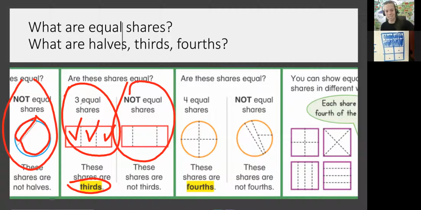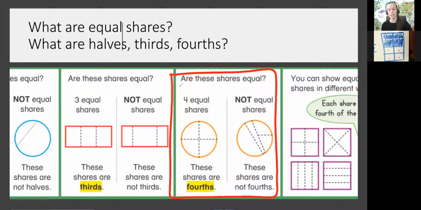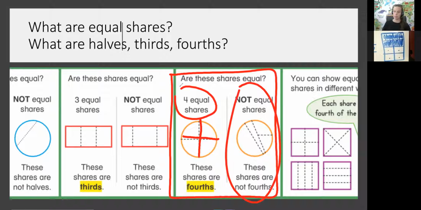No, this is not thirds. All right, what about in fourths? 4 pieces. This is 4 equal shares, right? They divided it just like this. These are not fourths. Look at this. You get this little sliver and I get this large chunk. No, no, no, no. That is not cool.